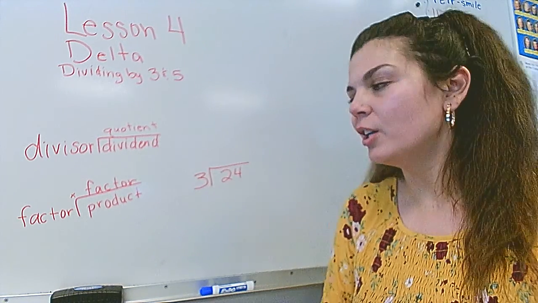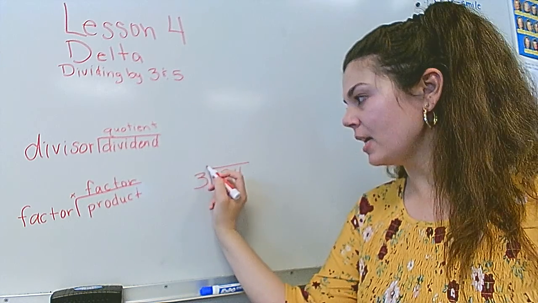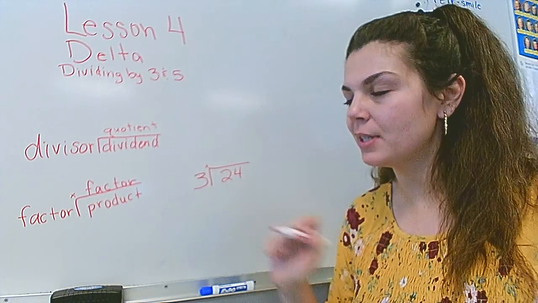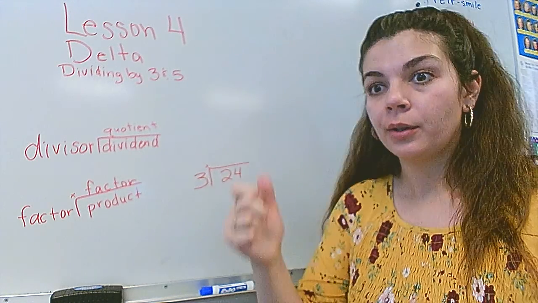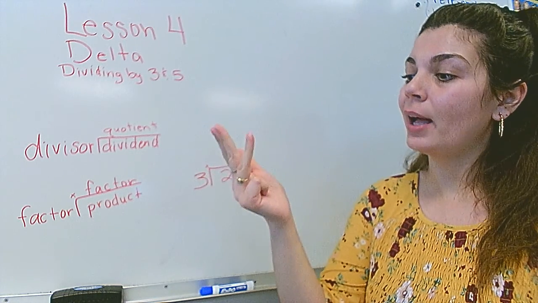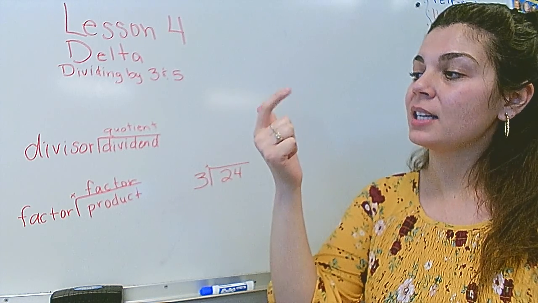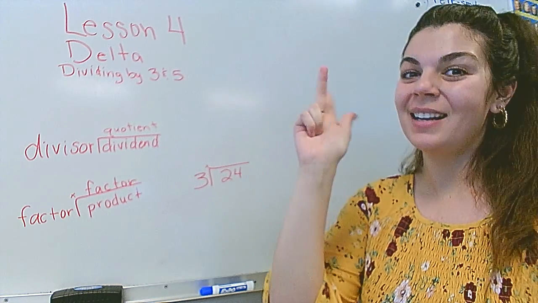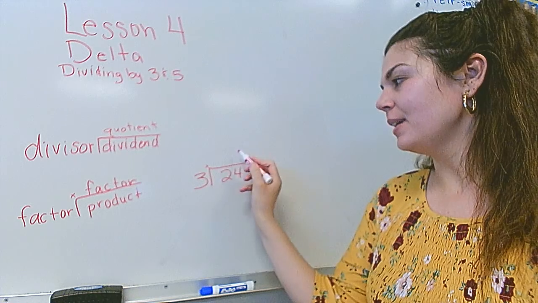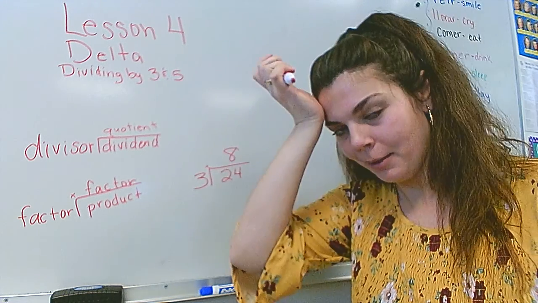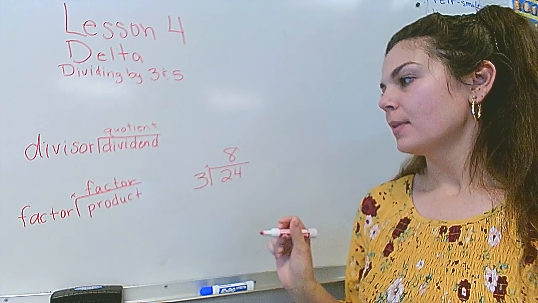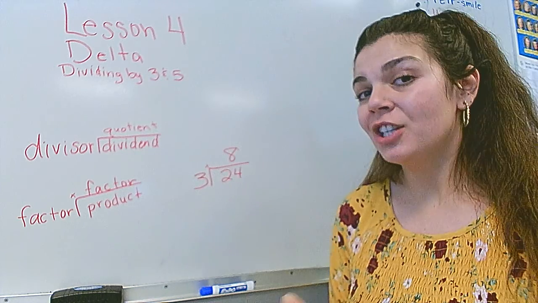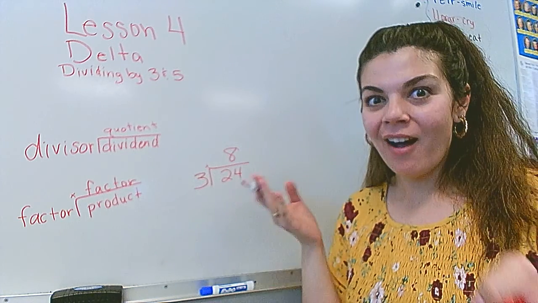All right, you can always think 3 times, our invisible times, 3 times what number is 24? 3, 6, 9, 12, 15, 18, 21, 24. 3 times 8. Whew, took a lot of brain power. 3 times 8 is 24. All right? So multiplication and division are opposites.